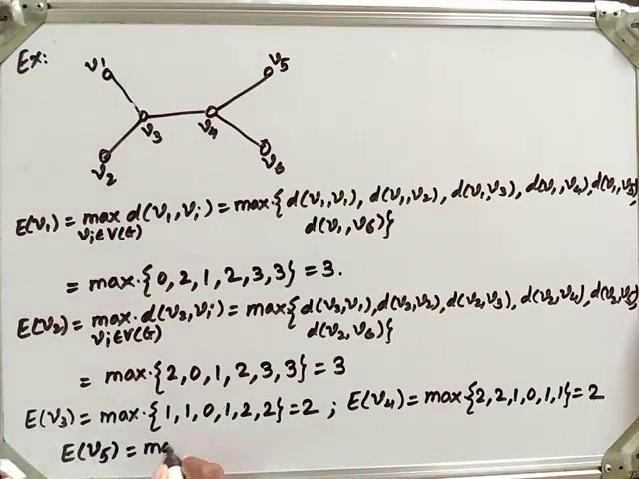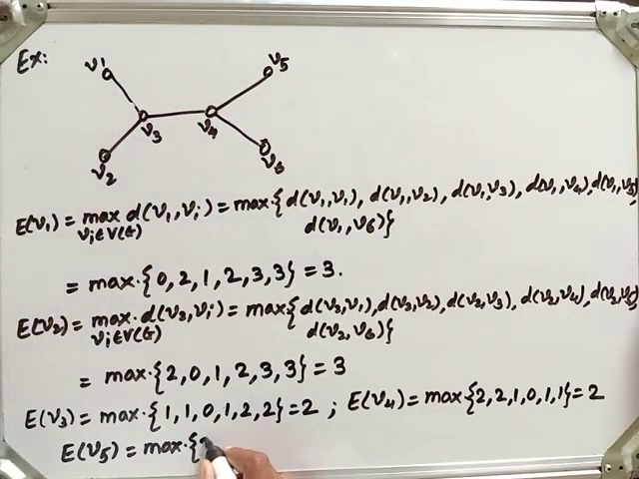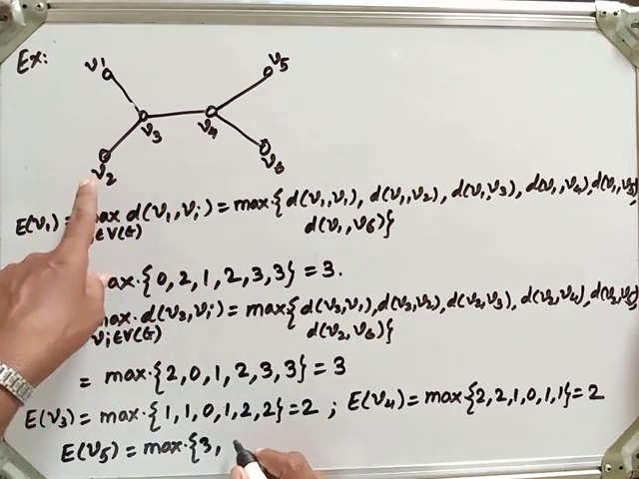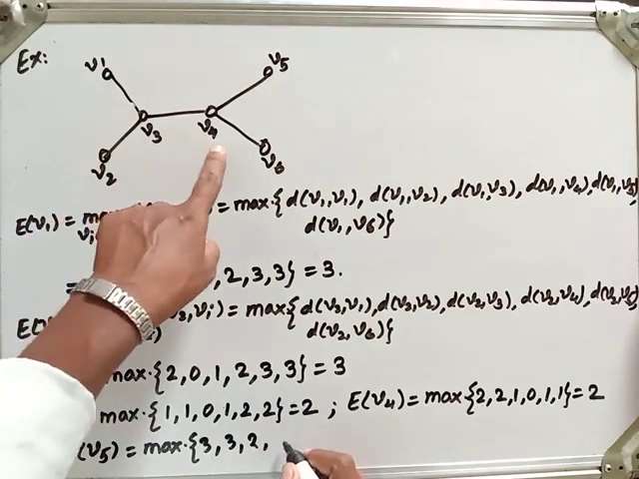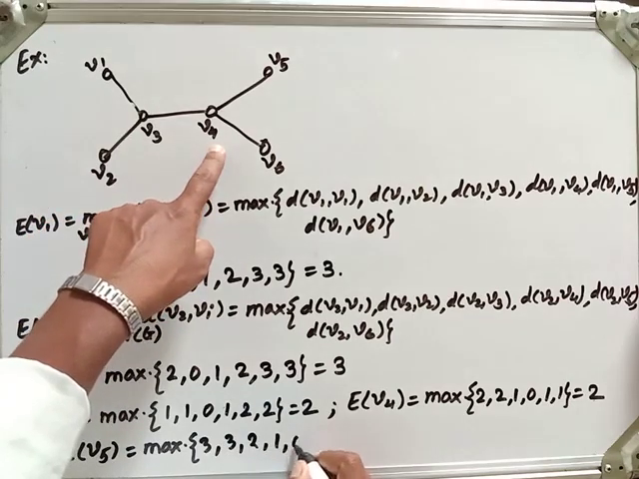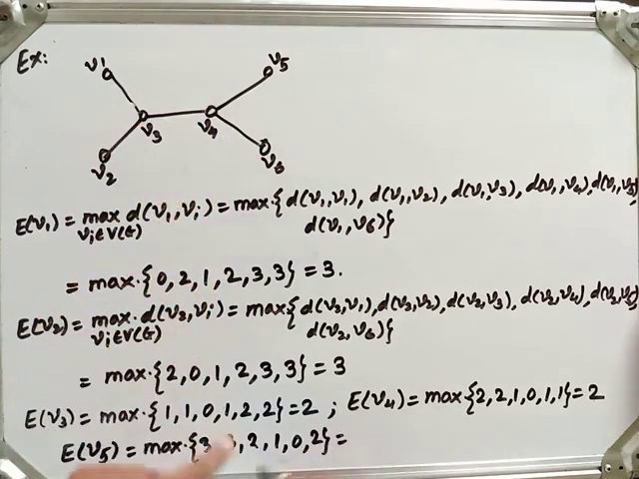Eccentricity of V5 again. Maximum from what? V5 to V1 is how much? 3, right? V5 to V2 is again 3. V5 to V3, 2. V5 to V4, 1. V5 to V5, 0. And V5 to V6 is how much? 2. So what is maximum?